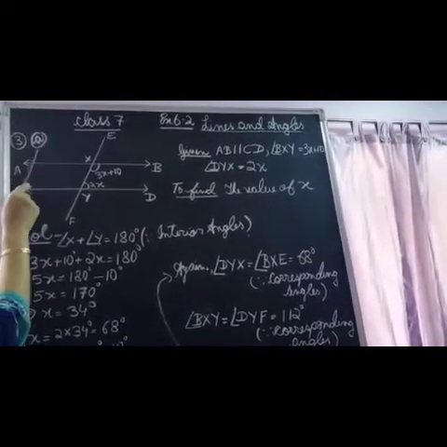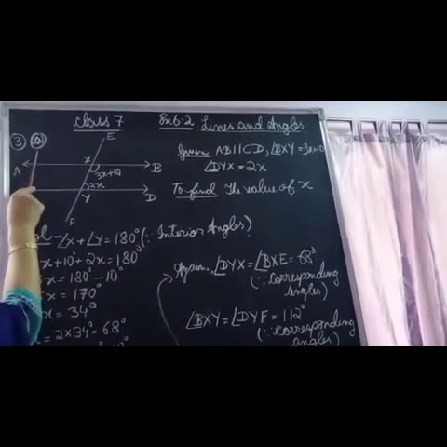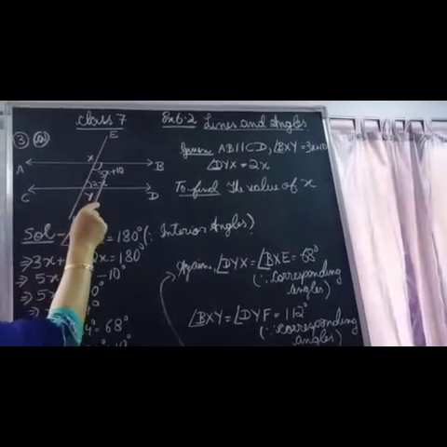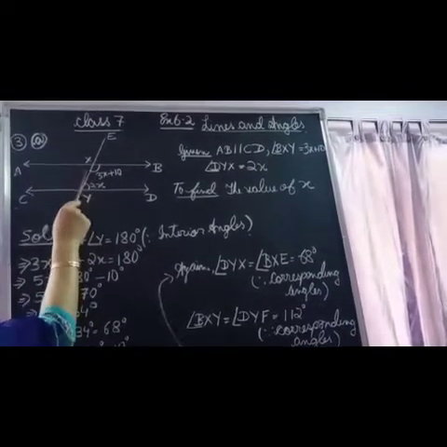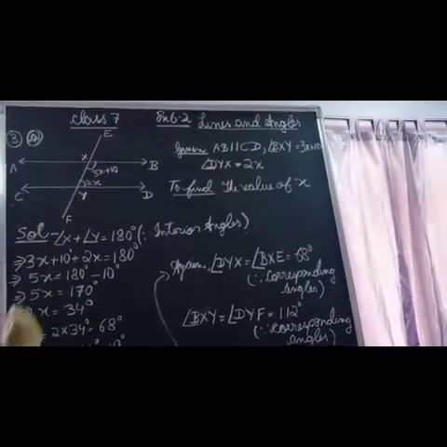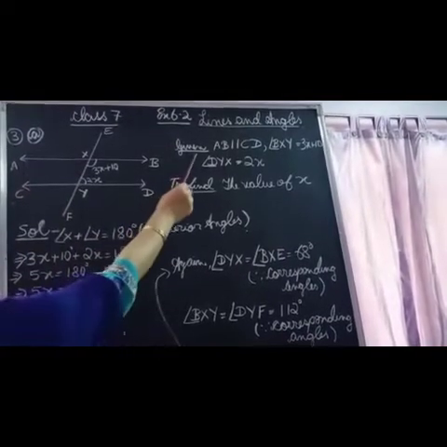Question number 3, part A. Here we are asked to find the measurement of x and the measurement of all the remaining angles. Now what is given? First we will write here.